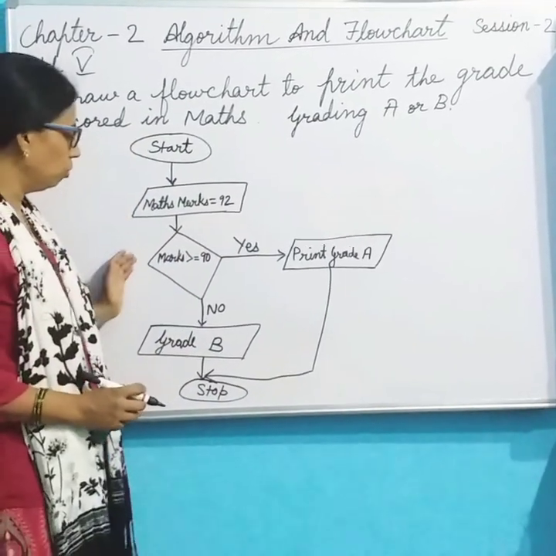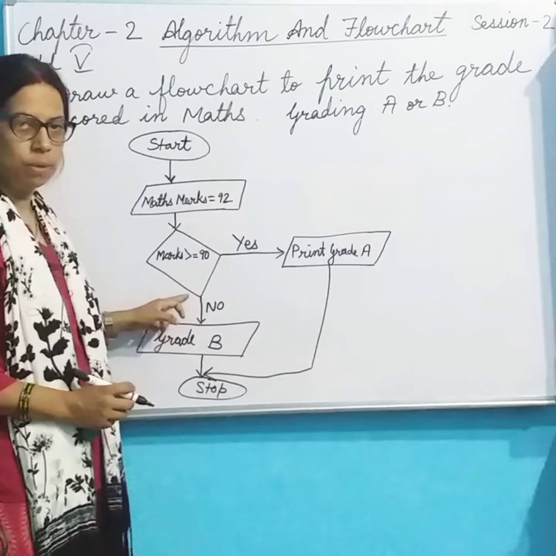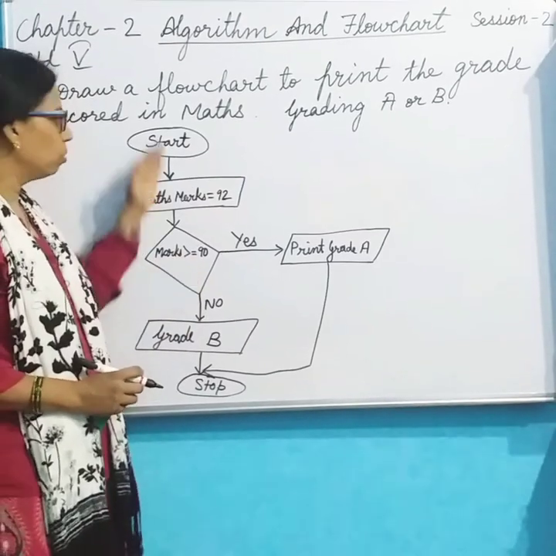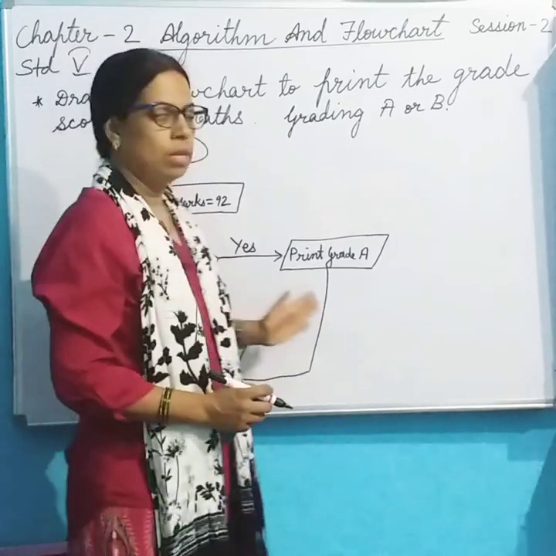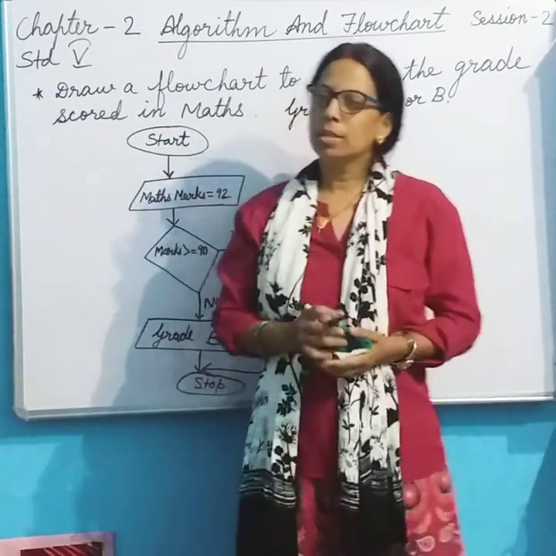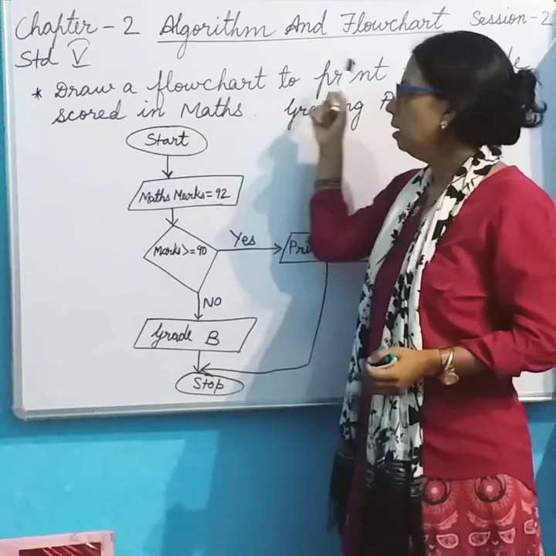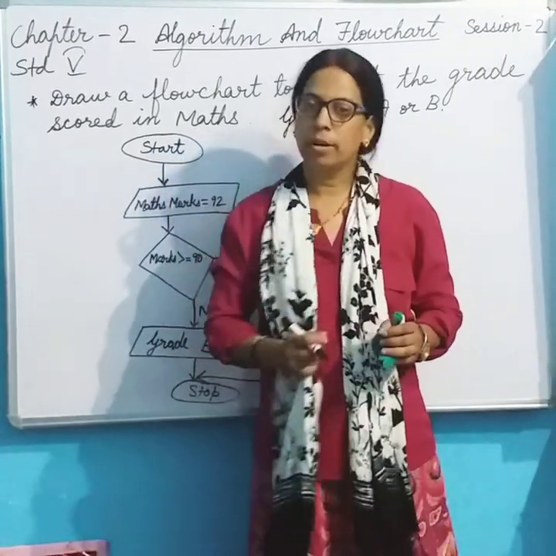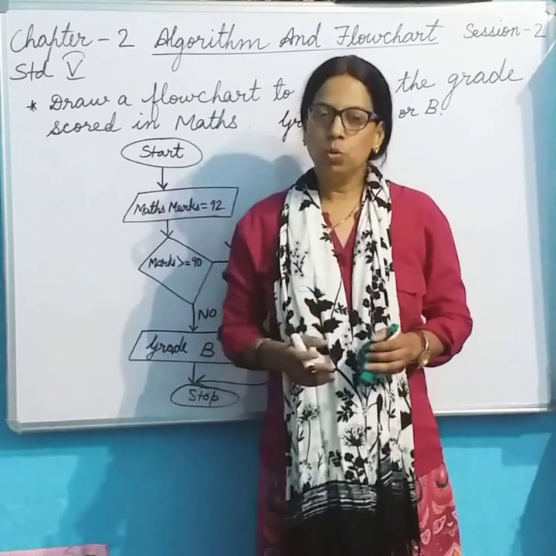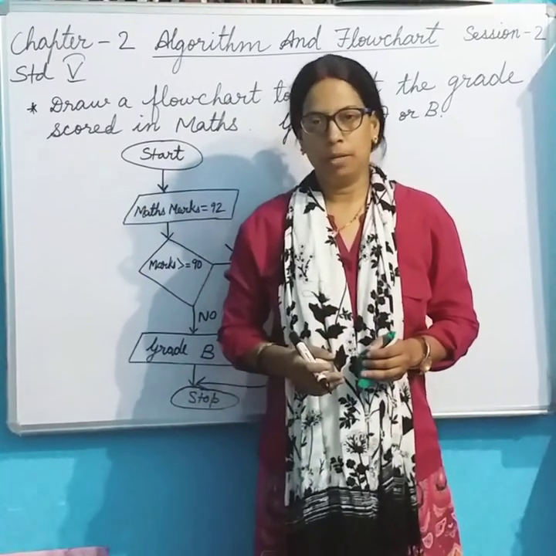So this is another flowchart in which the decision box is also explained. This is not given in your textbook, so note it down from here and try to understand the concept. So this is all about algorithm and flowchart for this lesson. The exercises are already sent on your WhatsApp. Do those exercises and learn it properly. Thank you, children.